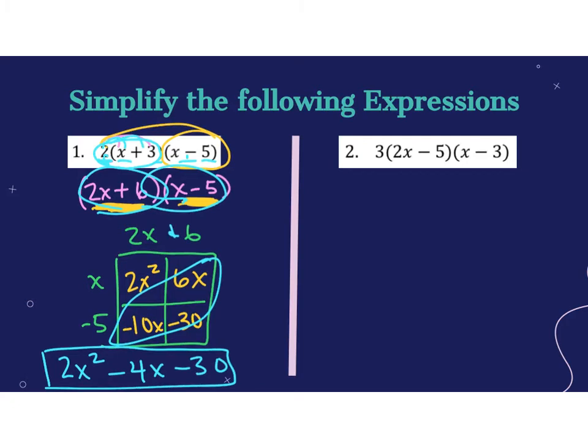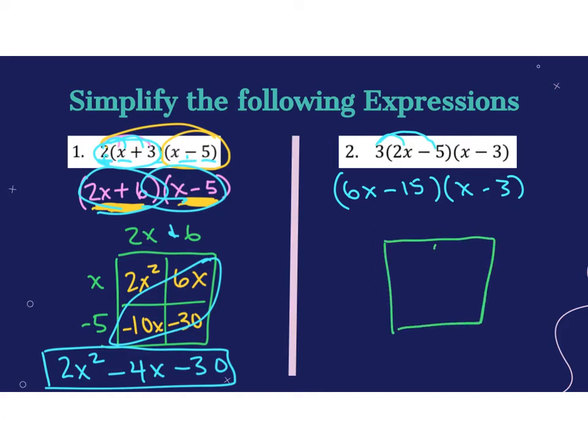So let's try number 2. I'm going to distribute this 3 into the first set of parentheses so that I get 6x minus 15, and then times x minus 3. So again, here you can set up a box, or you can just make your list of terms. I'm going to set up a box. These numbers are going to get a lot bigger quicker because of that coefficient out front. So that just makes another reason to set up the box and keep yourself more organized. So I have 6x, negative 15, x, negative 3.